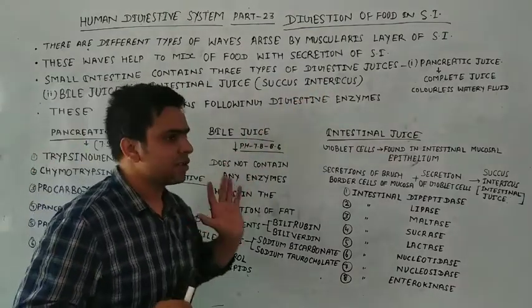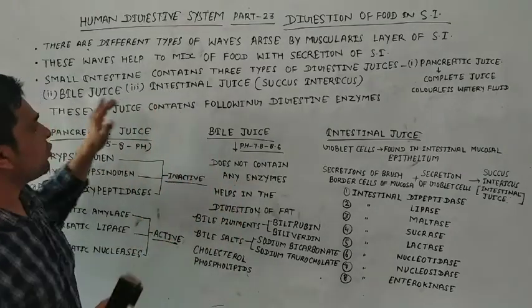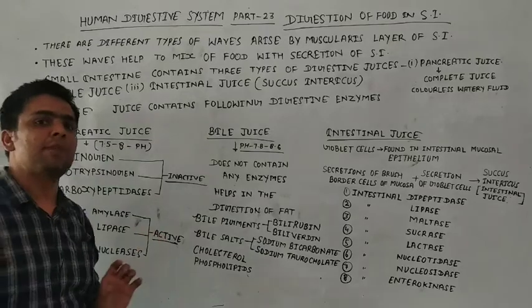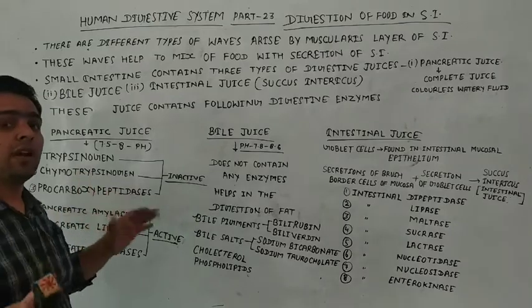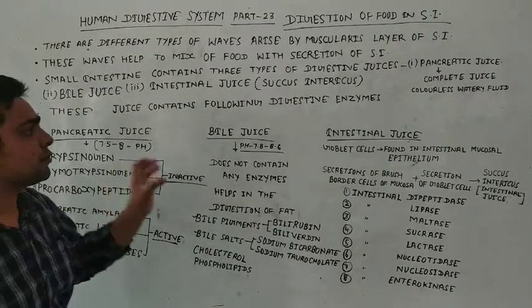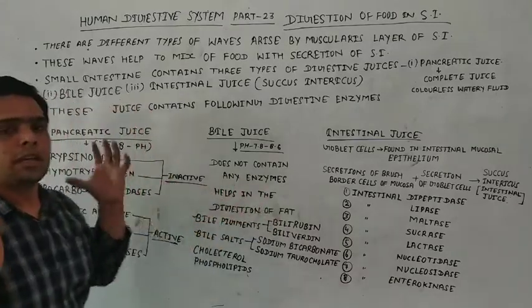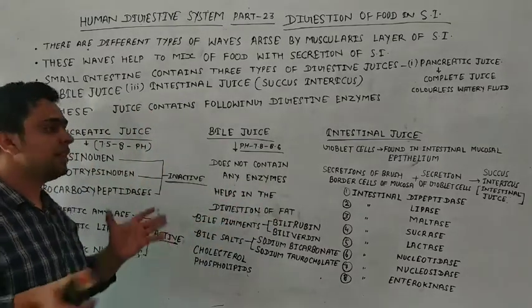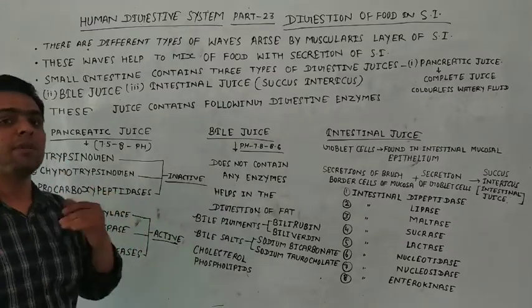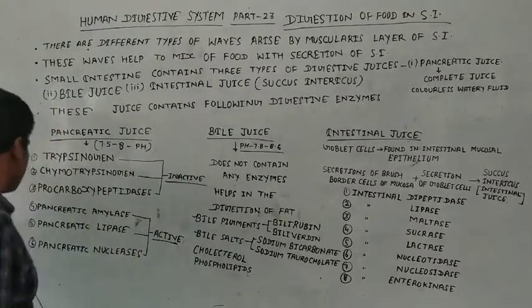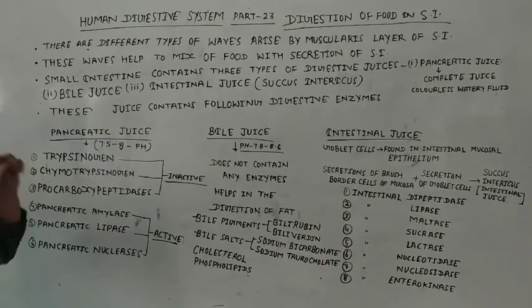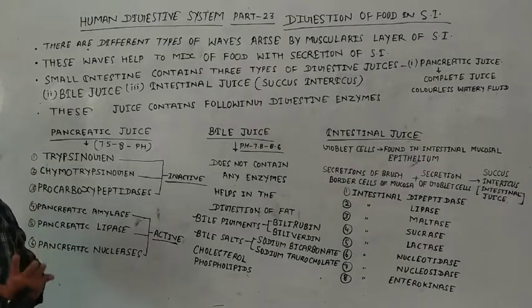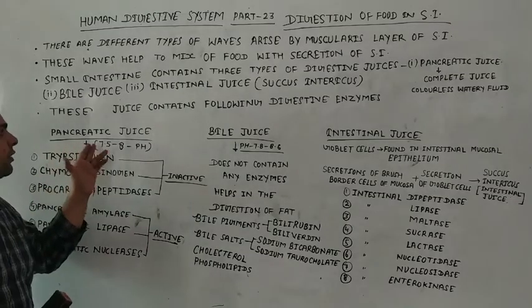in the upcoming lecture. So students, these three types of juices contain various types of enzymes which help in the digestion of food. We will read one by one which types of enzymes are found in pancreatic juice, which types of enzymes are found in intestinal juice, and which types of chemicals are found in bile juice, and how these enzymes help in the digestion of food. We will read one by one. So students, first of all, pancreatic juice. If we talk about the pH of pancreatic juice, it is 7.5 to 8. So the pH is 7.5 to 8.